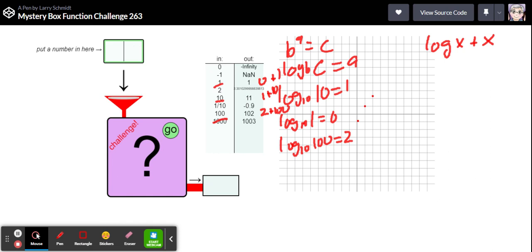And we could try it with, let's see, 1/100th. 1/100th should be negative 2. But we add in that 1/100th and we get negative 1.99. So I think we've actually got this. Let's take a look. Whoops. Let's take a look. Let's get rid of that pen. There we go. So there it is, the log of x plus x.